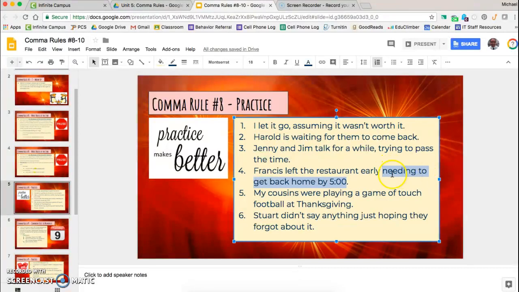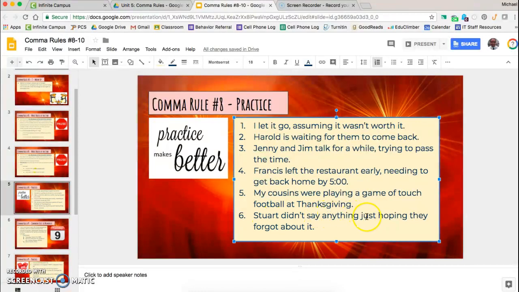Once again, we can say needing to get back home by 5, Francis left the restaurant early. So that one gets a comma. My cousins were playing a game of touch football at Thanksgiving. Here we have playing a game of touch football at Thanksgiving, my cousins were. That's not a sentence on its own, so we cannot move that one around, so it doesn't get a comma.